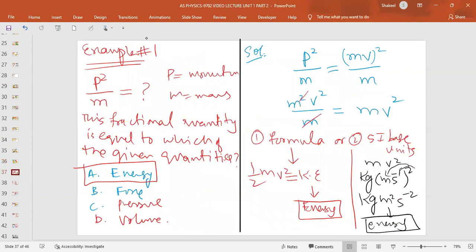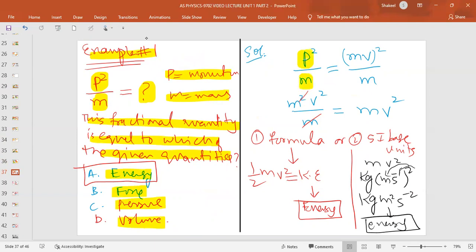Okay, moving forward to another example, you'll do it yourself. P square over m is equal to which quantity? Where P is momentum, m is mass. So this fractional quantity is equal to which of the given quantities, whether it is energy, force, pressure, or volume. It is solved over there. You just put the units of P and m, and solve them. And when it is mv square, you will definitely find that it is actually half mv square. So this is actually kinetic energy, which is energy, right? So that's how you can get that P square over m is equal to energy.